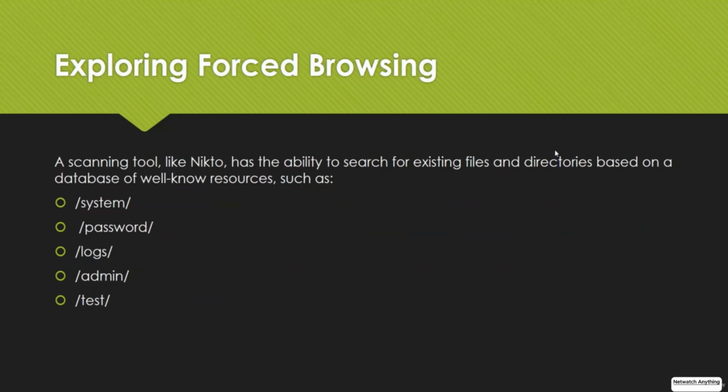So a scanning tool like Nikto has the ability to search for existing files and directories based on a database of well-known resources such as system files, passwords, logs, admins, tests. So it will brute force all these files and give us the result. These will be those files which are not referenced by the web application but are still accessible.